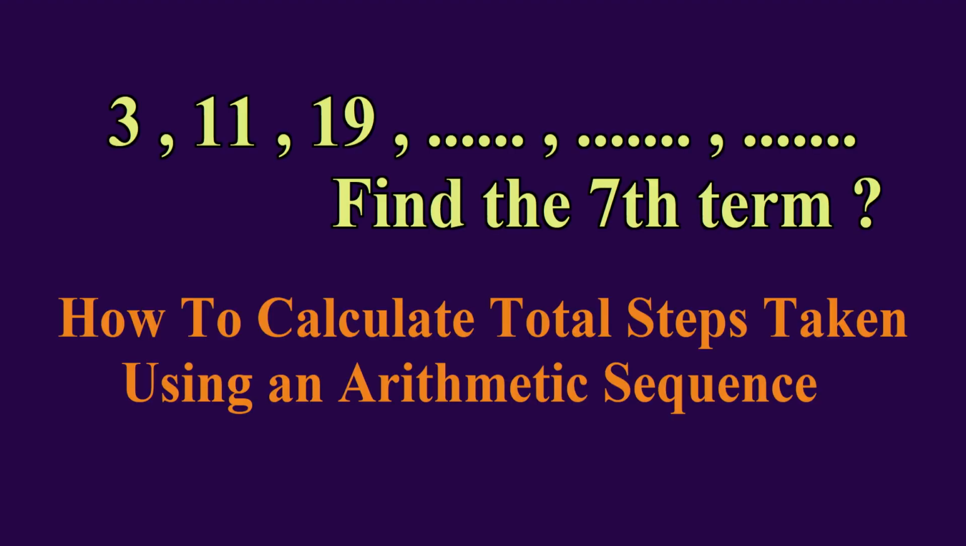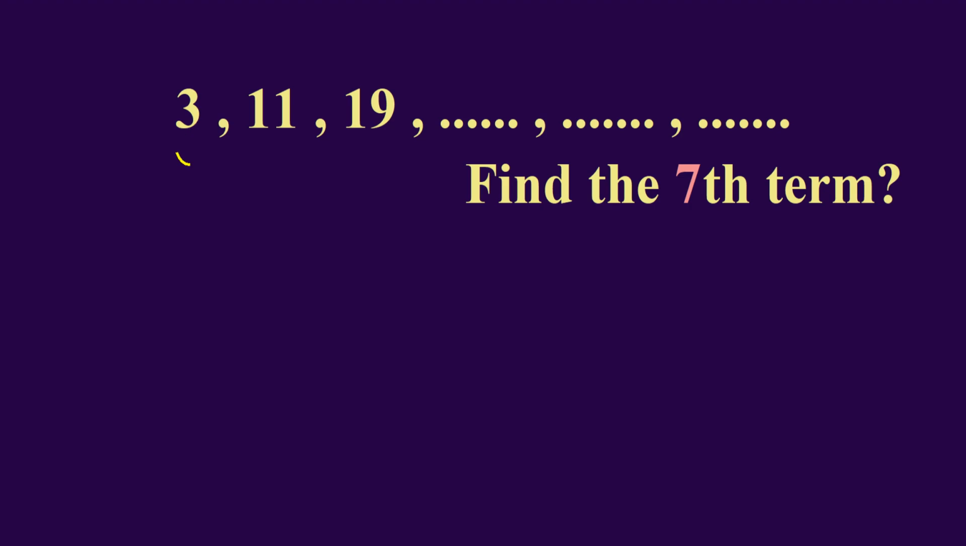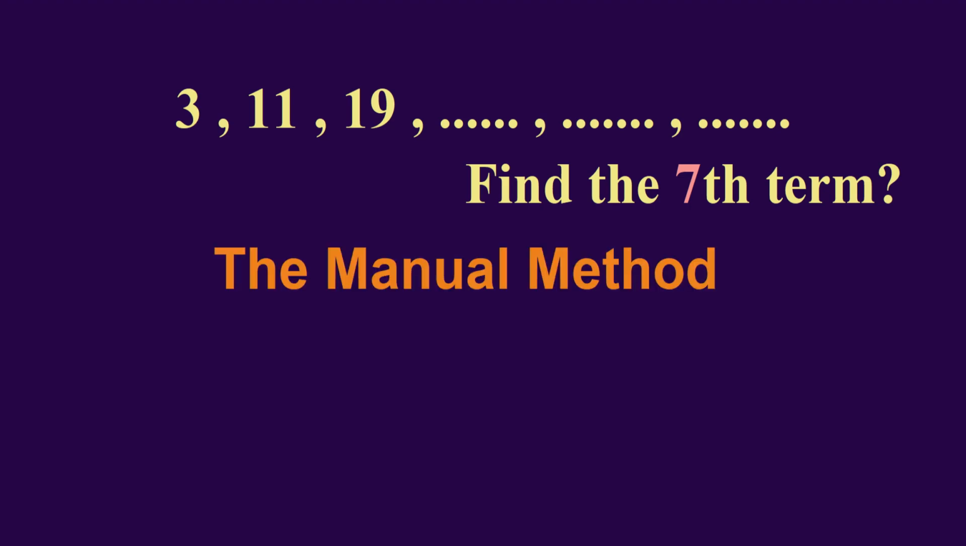Right now in the video, we have this sequence 3, 11, 19, and our goal is to get the 7th term. Today I am showing you two methods to solve this problem. The first method is called the manual method. This method is perfect for short arithmetic sequences.